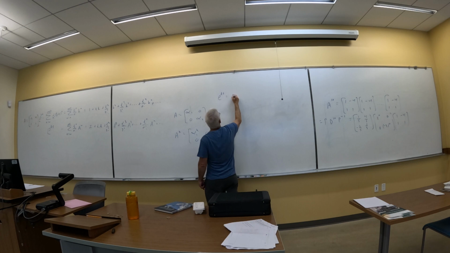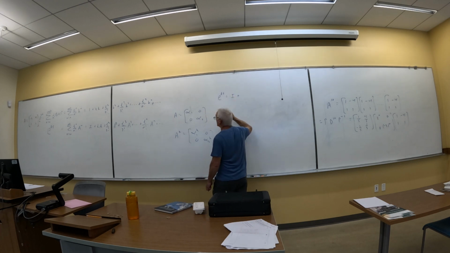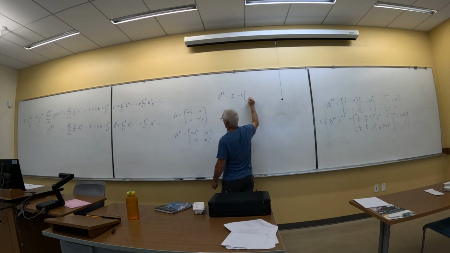Well, that means it's going to be the identity matrix plus T times, and I'm going to go ahead and write it out. No, I won't do that many terms.